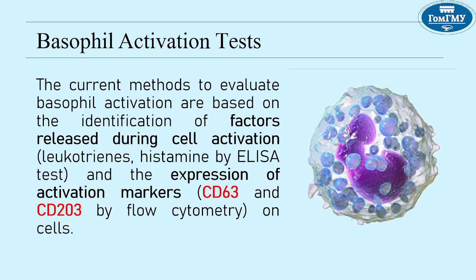complement activation. The current methods to evaluate basophil activation are based on the identification of factors released during cell activation, like leukotrienes and histamine by ELISA test, and the expression of activation markers, CD63 and CD203 by flow cytometry on cells. This test can be conducted both after in vitro stimulation, which involves incubating cells with an allergen, and within 24 hours of anaphylactic reactions.